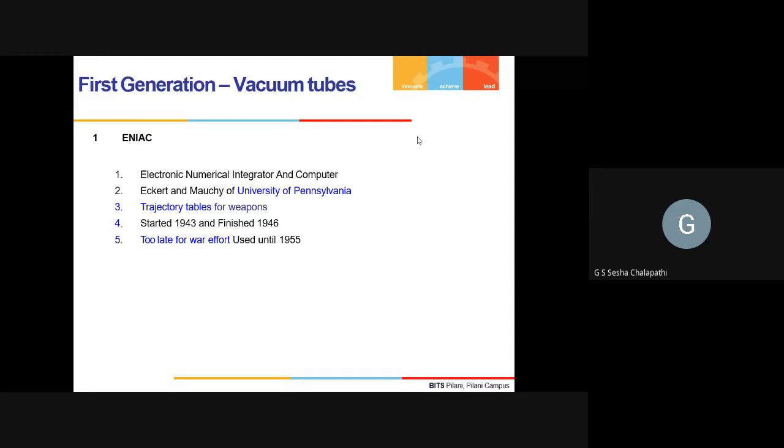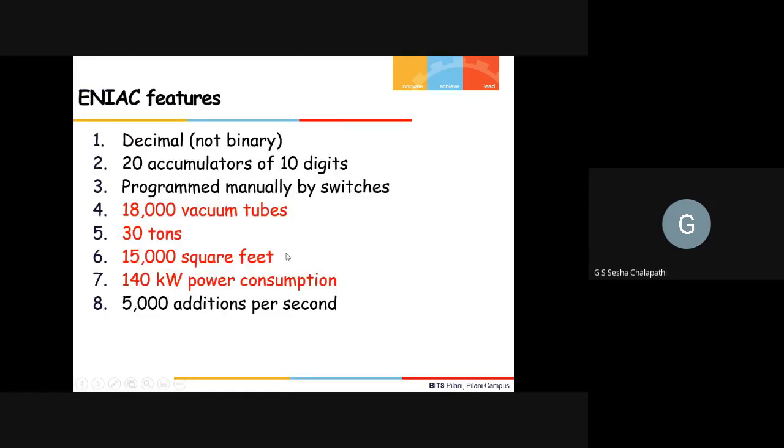It was mainly for the trajectory tables for the weapons during World War II. It started in 1943, but it ended only in 1946, after World War II. But it was used till 1955. It was a very, very big computer. I'll not touch a lot about this.